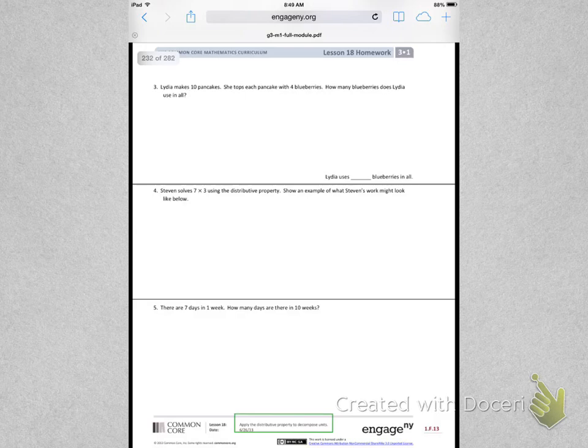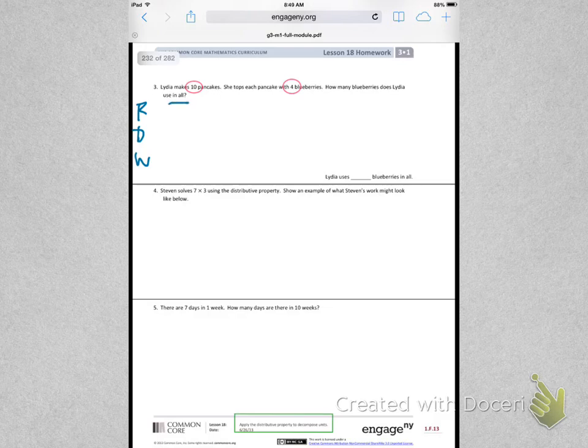Lydia makes 10 pancakes. She tops each pancake with 4 blueberries. How many blueberries does Lydia use in all? First we need to read through, and we see that she has 10 pancakes. Each of those pancakes has 4 blueberries. That's a lot of 4s. We're going to be getting bigger.